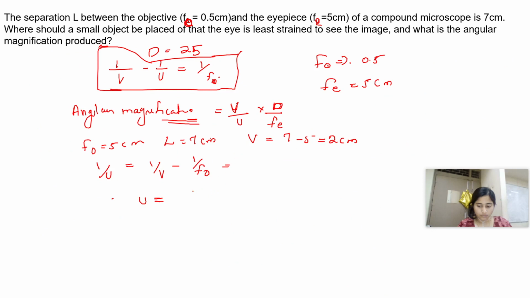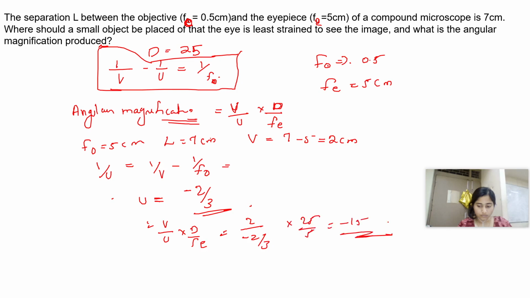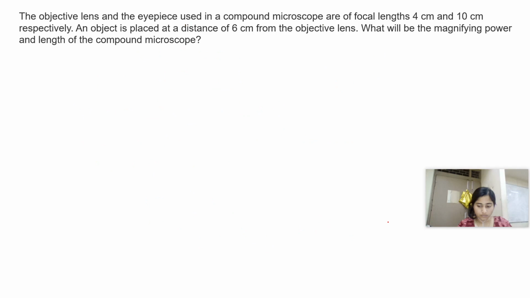So we will get minus 2 by 3. And the angular magnification will be v by u times d by fe. So you will get 2 divided by minus 2 by 3 times 25 divided by 5. You will get minus 50. That's it. Now let us go to the next problem.